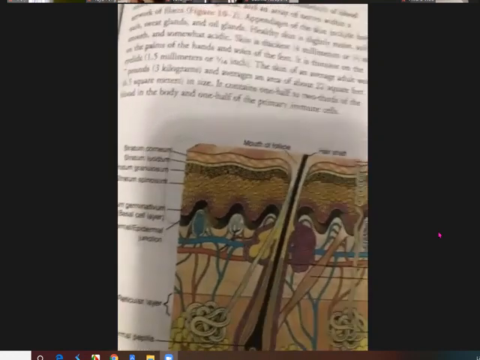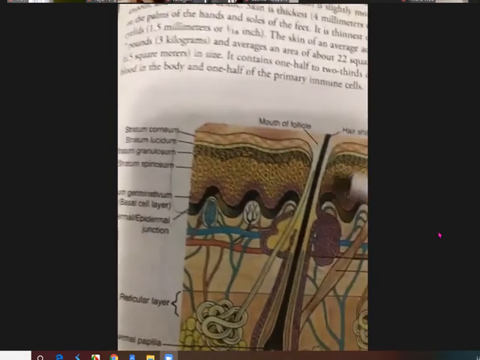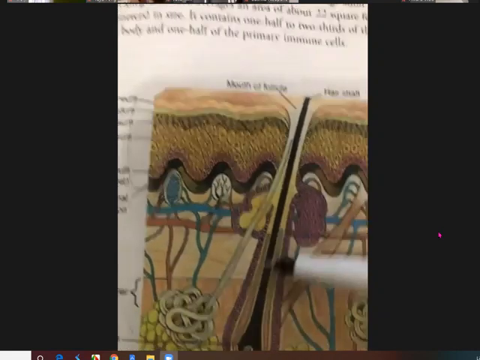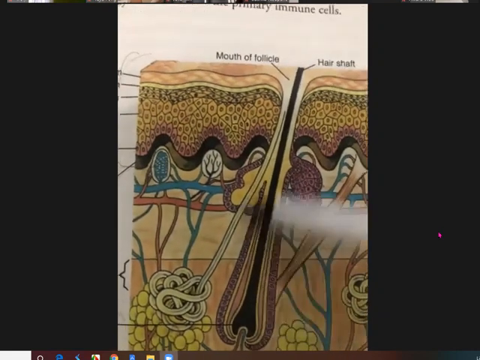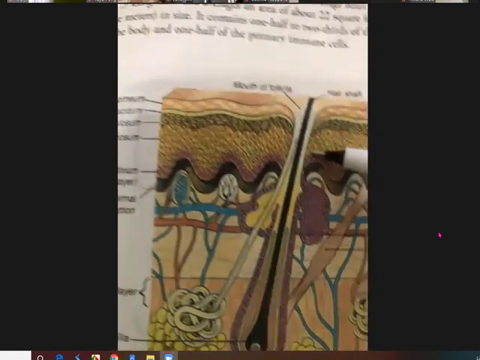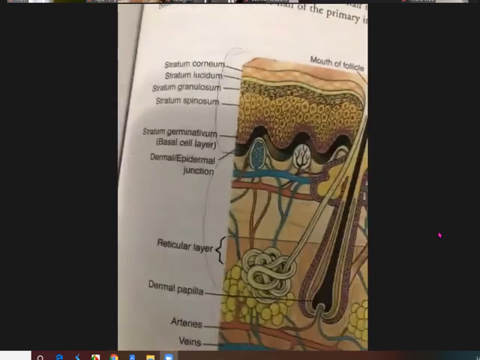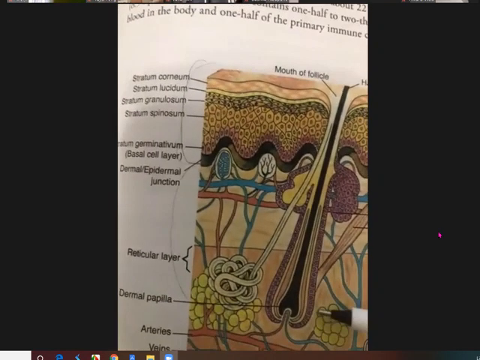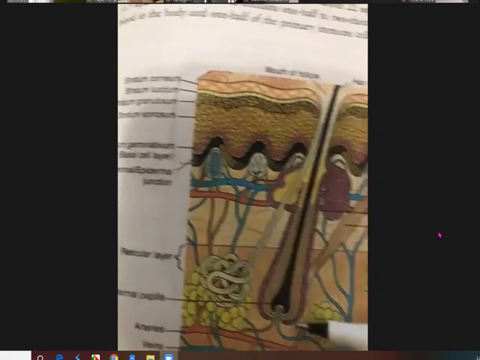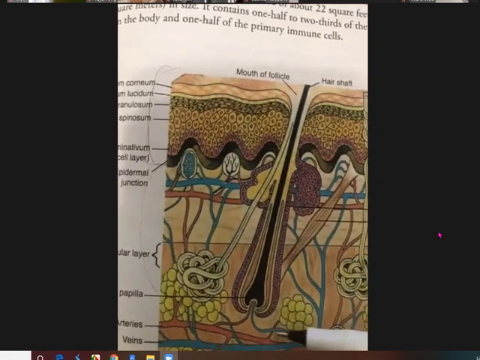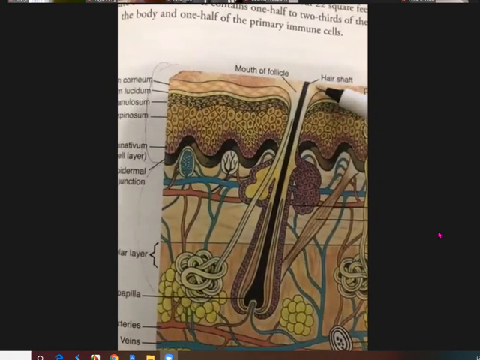Now, if you look at this picture, you will see the hair follicle, which is this hole here. We call it the tunnel where the hair grows. This tunnel here is called the hair follicle. So the hair follicle stretches all the way down to the third layer.